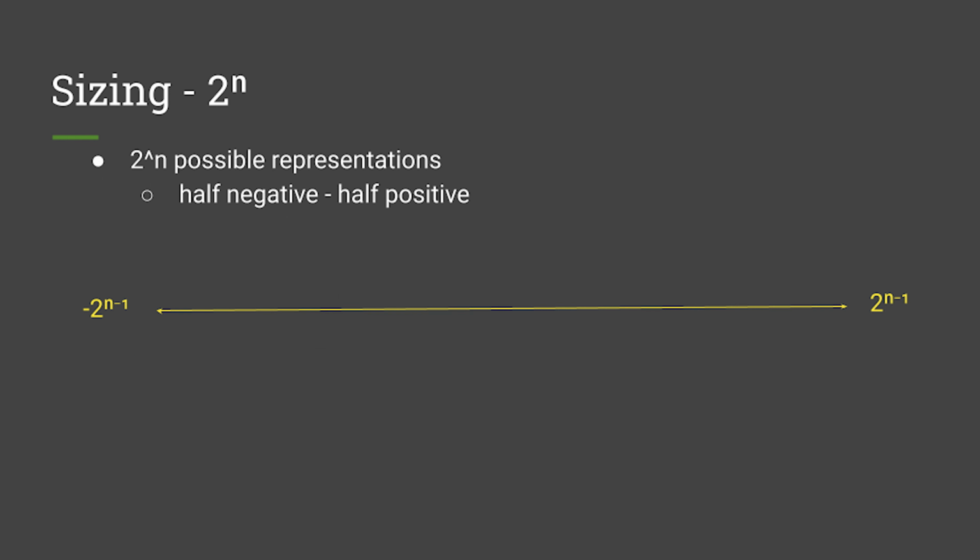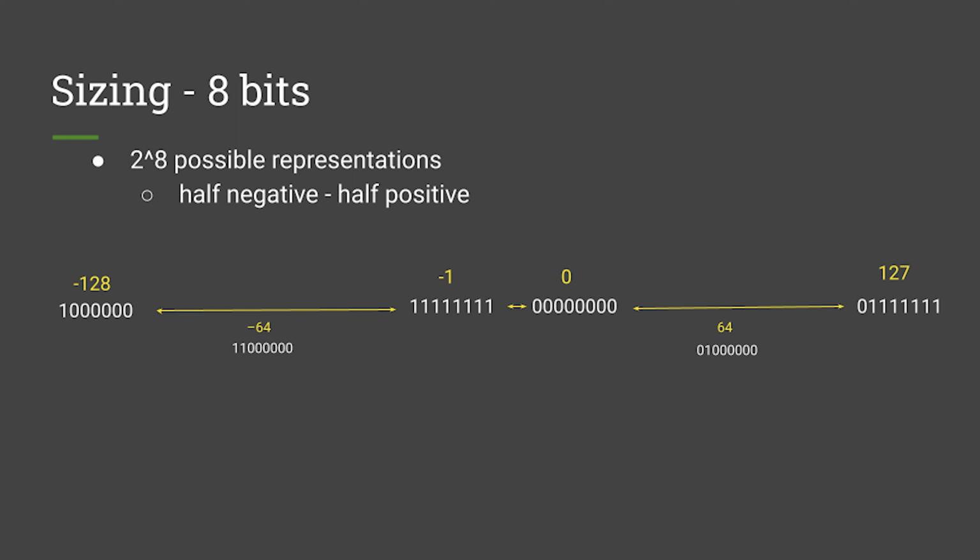Having n bits gives us 2 to the power of n possible representations, but half are positive and half are negative. For example, with 8 bits, we have 2 to the power of 8, which is 256 possible combinations, but only 2 to the power of 7, which is 128 distinct positive values that can be represented in 2's complement, ranging from 0 to 127. The other half of the range is allocated for the negative values, spanning from negative 128 to negative 1.